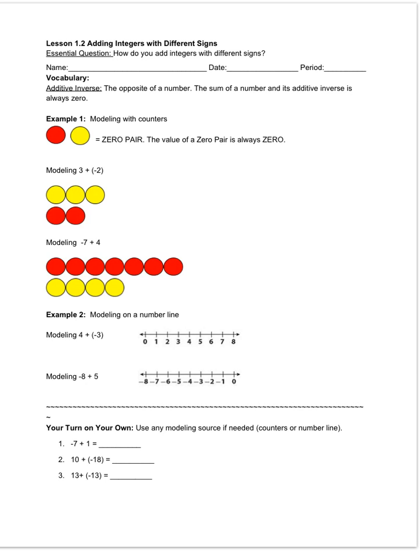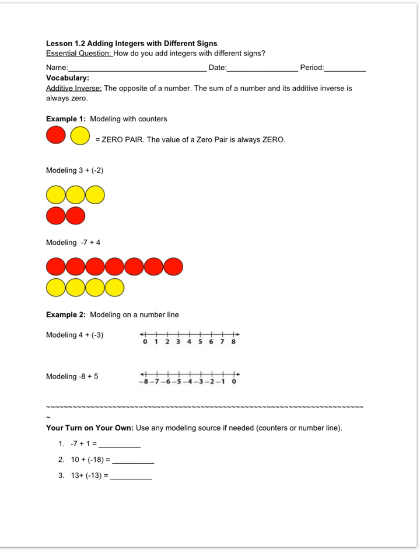Day. For today's video, we will be adding integers with different signs. Our essential question is, how do you add integers with different signs? Our vocabulary term is additive inverse, which is the opposite of a number. The sum of a number and its additive inverse is always 0.